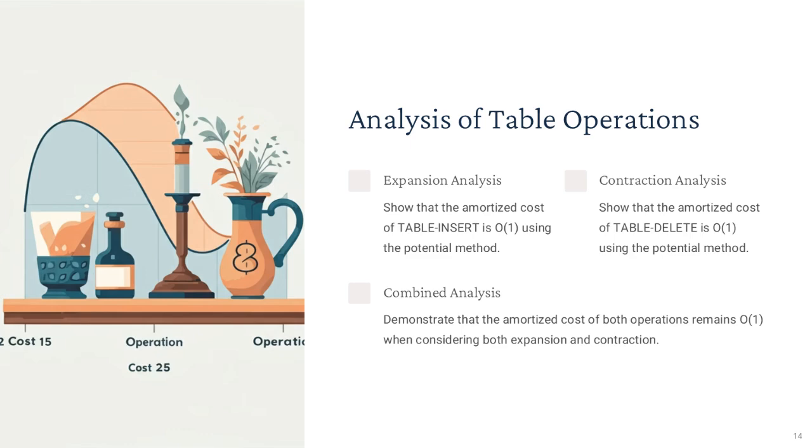The potential function is typically defined in terms of the table's load factor, capturing the difference between the current and optimal table sizes. For table insert, the potential increases as the table approaches full capacity, covering the cost of expansion when it occurs. For table delete, the potential decreases as the table becomes underutilized, covering the cost of contraction. By combining these analyses, we can show that the total amortized cost of a sequence of n operations, including both insertions and deletions, is O(n). This unified approach highlights the efficiency and practicality of dynamic tables.